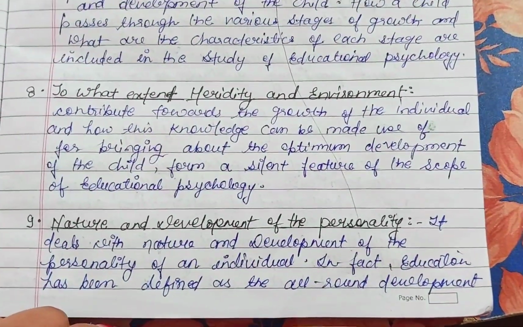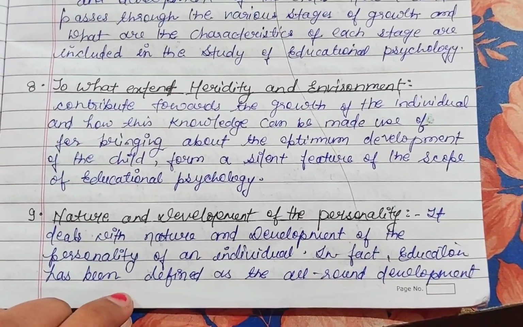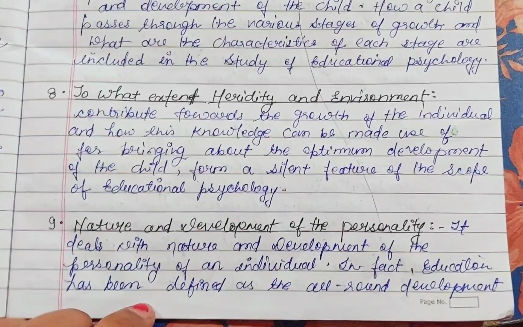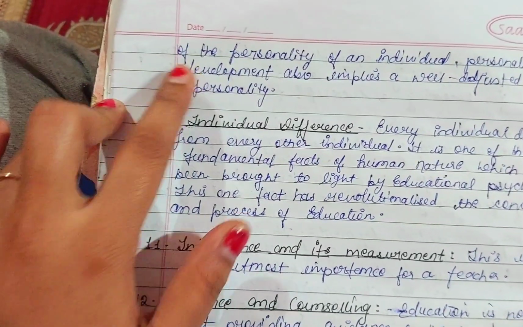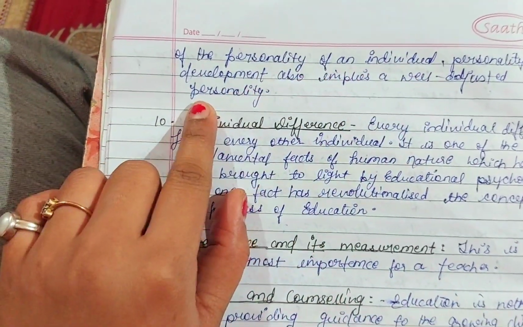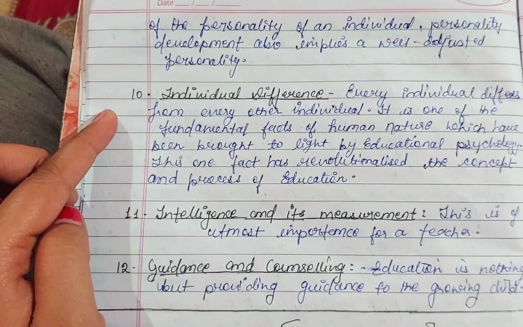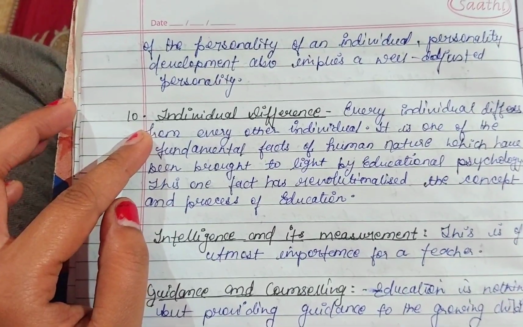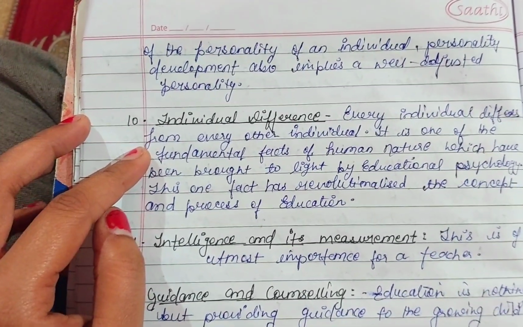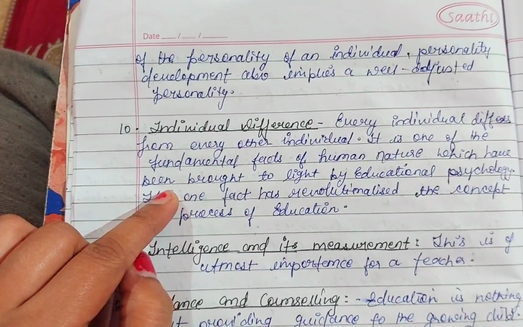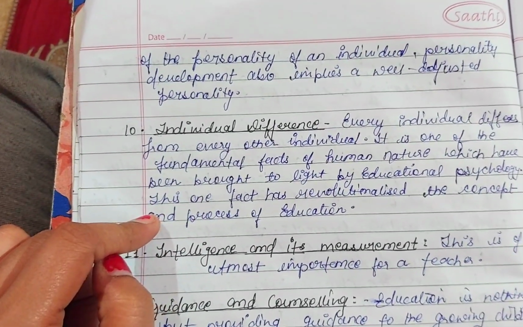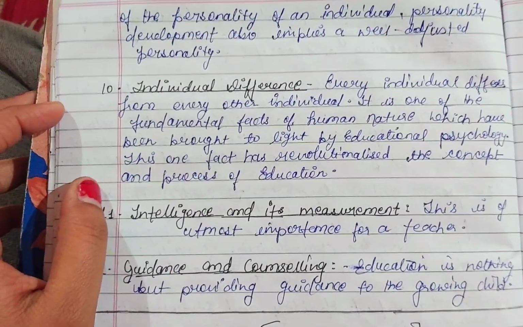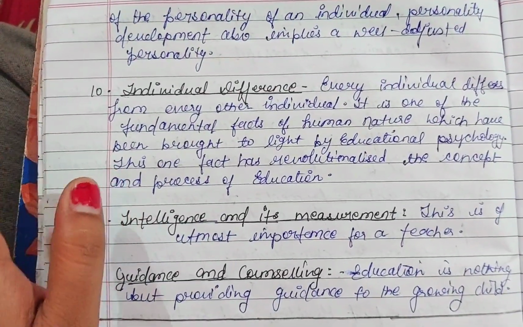Number 9, nature and development of personality. It deals with the nature and development of the personality of an individual. In fact, education has been defined as the all-round development of the personality of an individual. Personality development also implies a well-adjusted personality. Number 10, individual differences. Very important. Every individual differs from every other individual. It is one of the fundamental facts of human nature which has been brought to light by education psychology. This one fact has revolutionized the concept and process of education, intelligence, and its measurement. This is of the utmost importance for the teachers too.